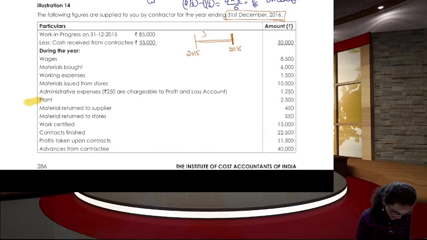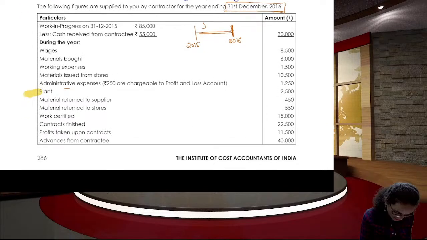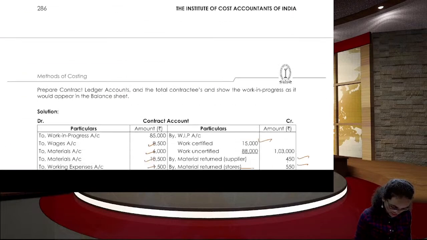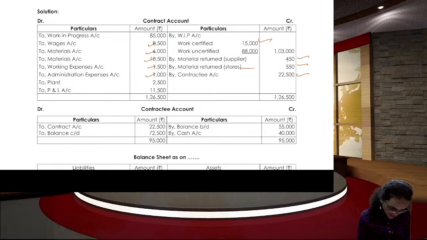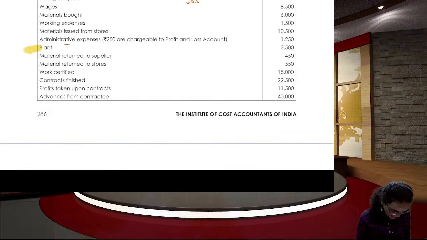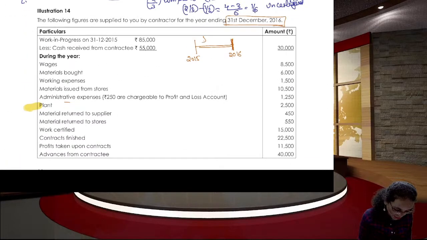Right? See, something we missed. This one, administration we missed. 250 rupees belongs to the P&L. In the sense, 1,000 only belongs to the particular contract. So 1,000 for the admin. So everything we got except work uncertified. This will be the balancing figure. What is uncertified we will see. And we have this one.